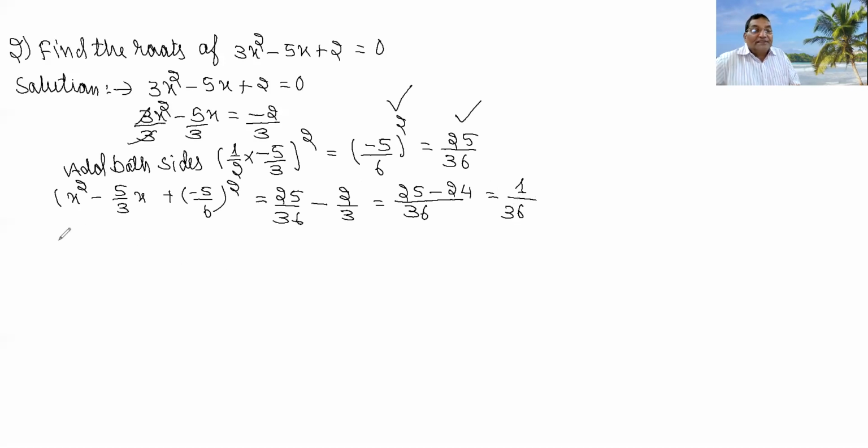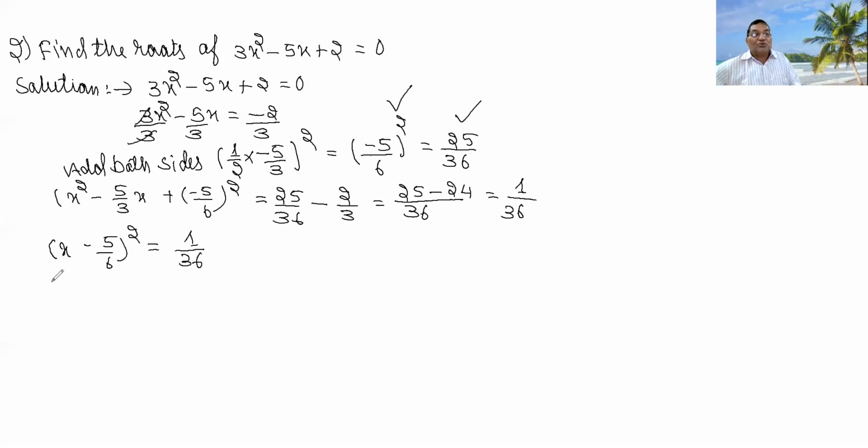Now, you write the LHS in the form of a plus b, a minus b bracket square. Look here. If it is a plus sign, you write a plus. If it is a minus, you write a minus. Whatever the sign here between x square and x, you write the same sign. Then this is x minus 5 by 6 bracket square equal to 1 upon 36.